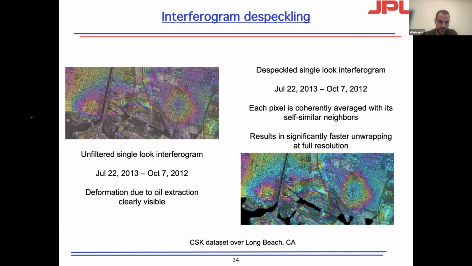So here you can see an example of that for an interferogram. On the left-hand side, this is over the Long Beach area where we see a lot of oil pumping, and on the right-hand side, it's the same one, but it's cleaned up. So that is much easier to unwrap, and that's generally some of the methods, like the time series approaches in StaMPS. They do a little bit of filtering prior to unwrapping to ease the unwrapping process.